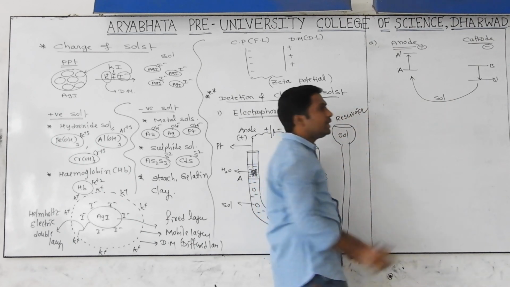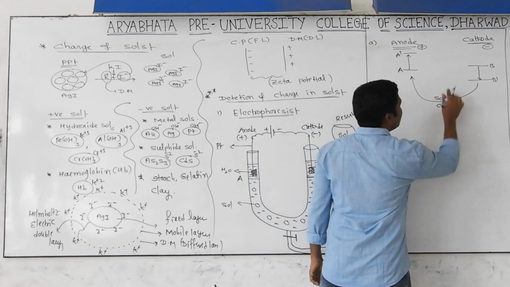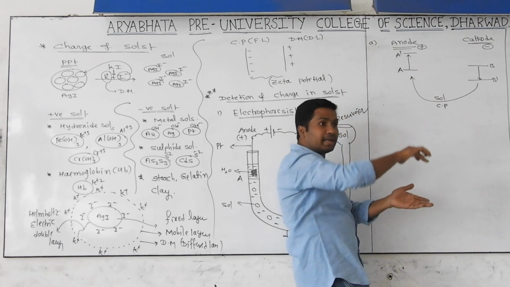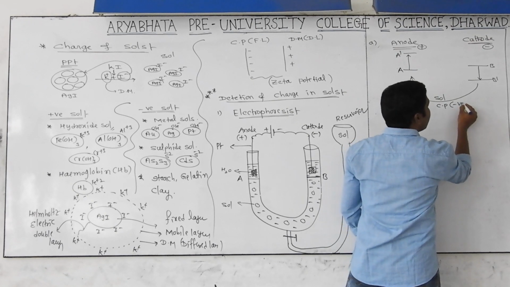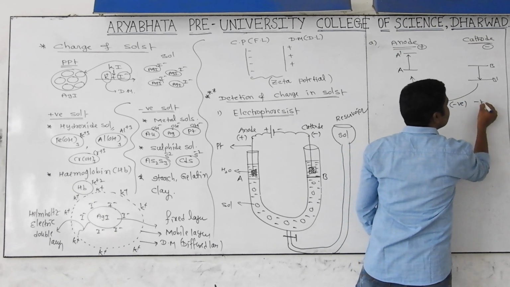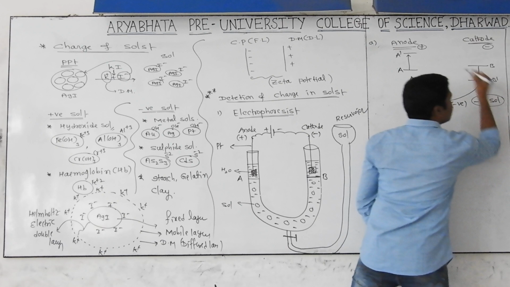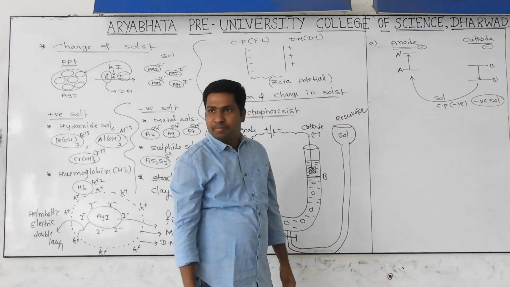Indirectly, sol means what? Colloidal particles are moving towards the positive electrode. What does that mean? The colloidal particles are carrying negative charge, so it is called a negatively charged sol. Did you get my point?